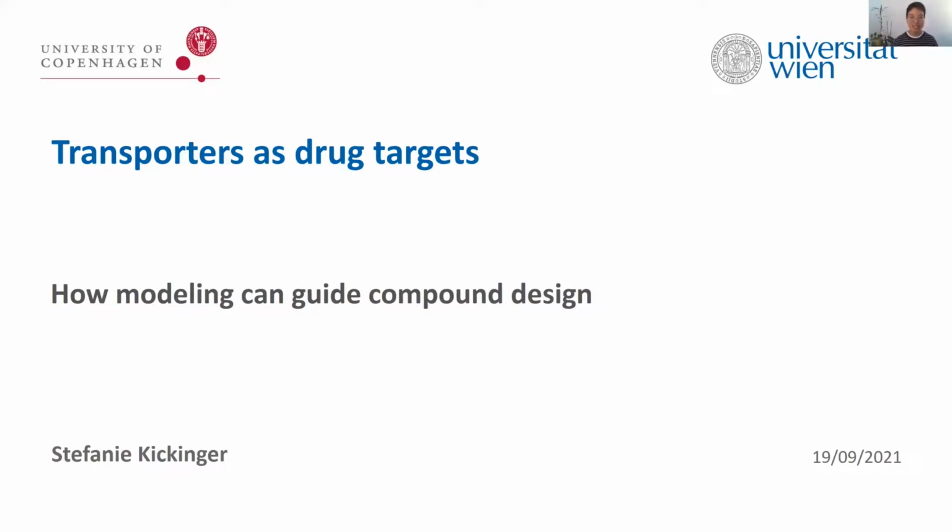Dr. Stefanie Kickinger did a PhD at the University of Vienna in the Pharmacoinformatics research group of Professor Gerhard Ecker. She finished her PhD last year and received a Lundbeck postdoc grant. Now she's doing postdoc research at the University of Copenhagen. Together with Professor Petrine Wellendorph, she's developing two compounds to inhibit or modulate nutrient amino acid transporters. Today, she's going to talk about transporters as drug targets and how computational methods guide compound design.